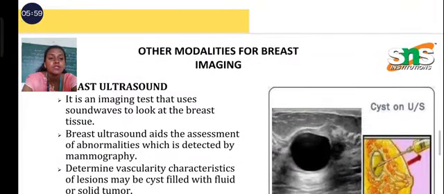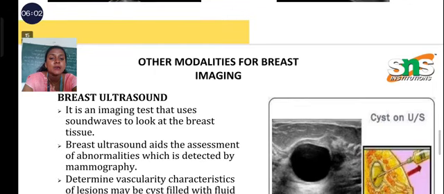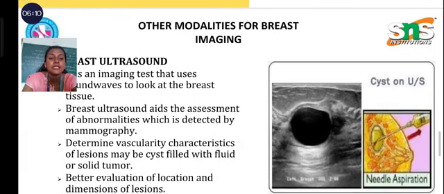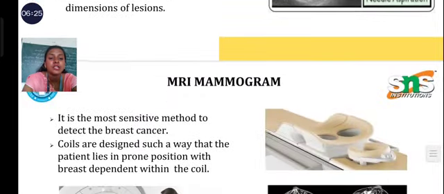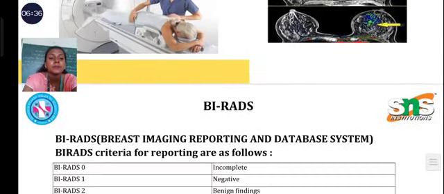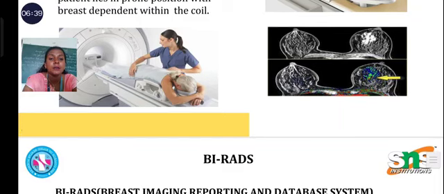Other modalities for imaging the breast are breast ultrasound. It is an imaging test that uses sound waves to look at the breast tissue. Breast ultrasound aids the assessment of abnormalities detected by mammography. It determines vascularity. Characteristics of lesions may be a cyst filled with fluid or a solid tumor. It gives better evaluation of location and dimensions of the lesion. MRI mammogram is the most sensitive method to detect breast cancer. Coils are designed in such a way that the patient lies in prone position with the breast dependent within the coil. This is how the patient has to be positioned.